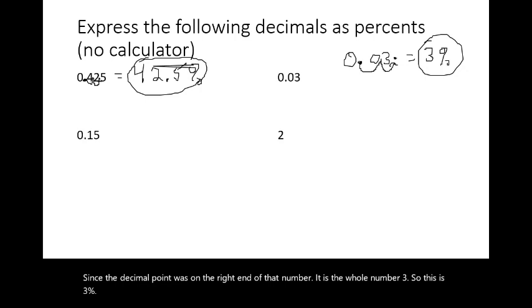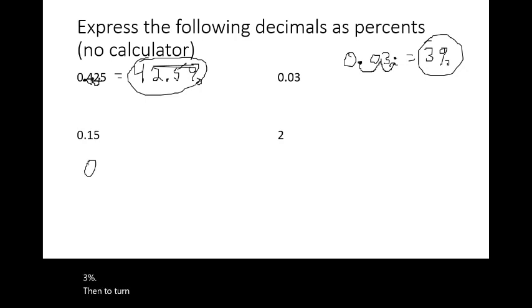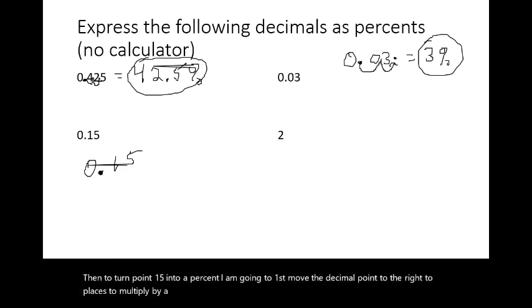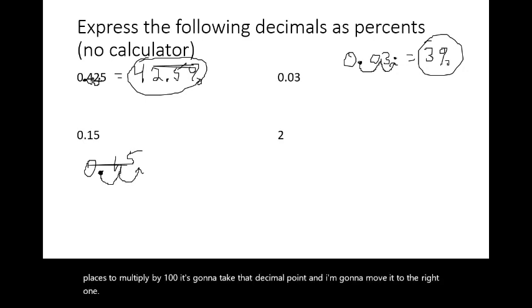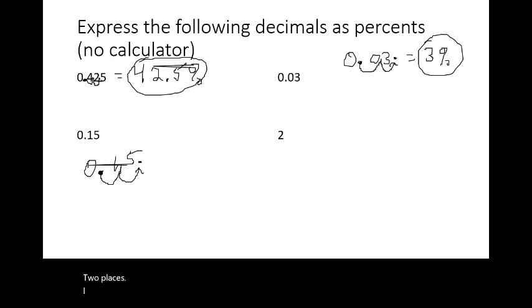Then to turn 0.15 into a percent, I am going to first move the decimal point to the right 2 places to multiply by 100. So I'm going to take that decimal point and move it to the right 1, 2 places. I have landed right here after the 5, and since there's nothing that comes after the decimal point, this is the whole number 15%.